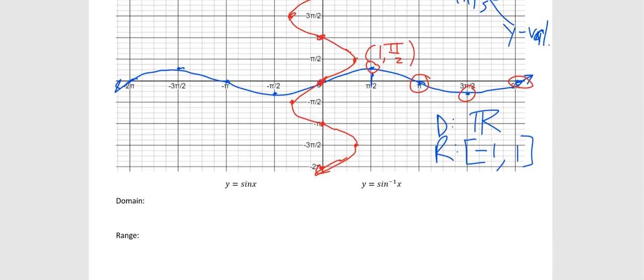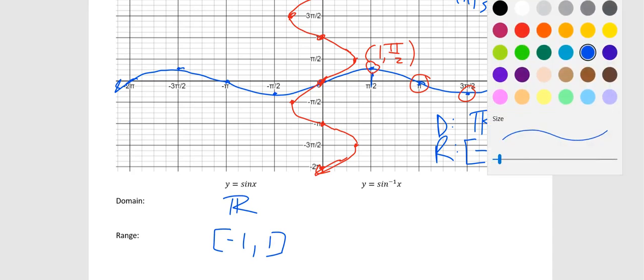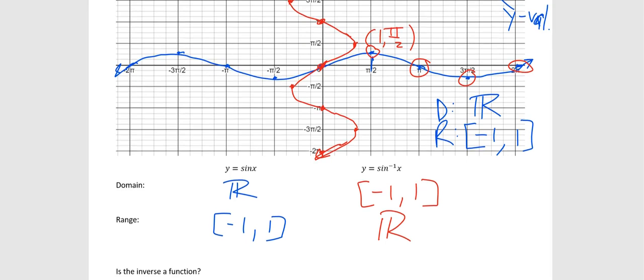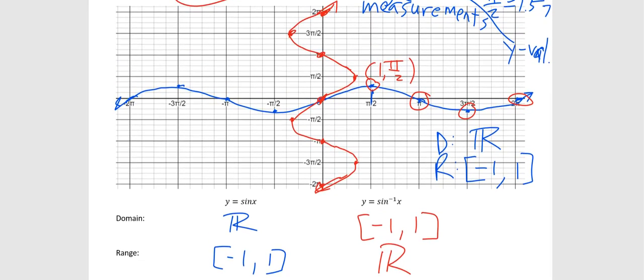Okay, so we kind of have already done, in blue, we already wrote that up there: all reals for this one, and negative 1 to 1. What about the domain and range of the inverse? What's the domain for the inverse? Negative 1 to 1. And what about the range? All reals. Oh my goodness, it looks like they just switched. Why does it look like they just switched? Because they did. The x's and y's reversed, so that makes sense why the domain and range are switched.